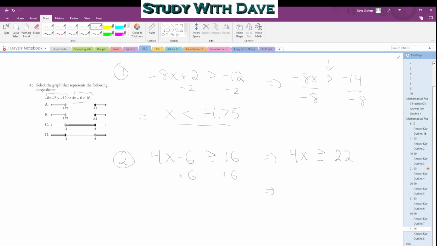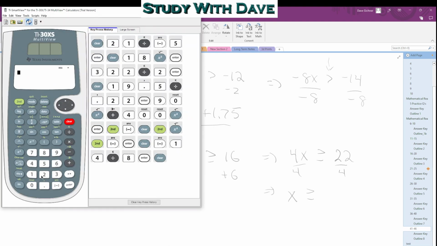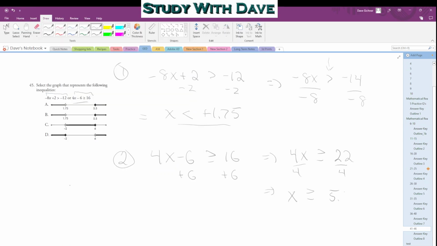All right, let's keep going. Let's divide both sides by 4, and since it's not a negative, we don't actually have to flip these signs. So 22 over 4, let's figure out what that is. That is going to be 5.5. All right, so we've got our answers here. Now let's put them into the graph.